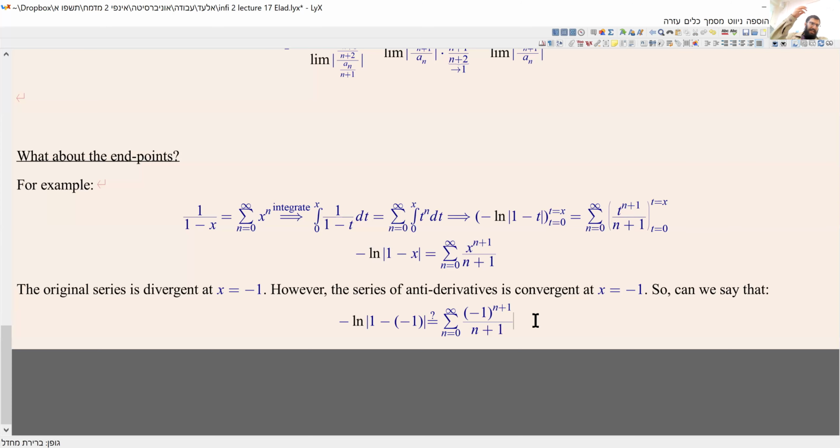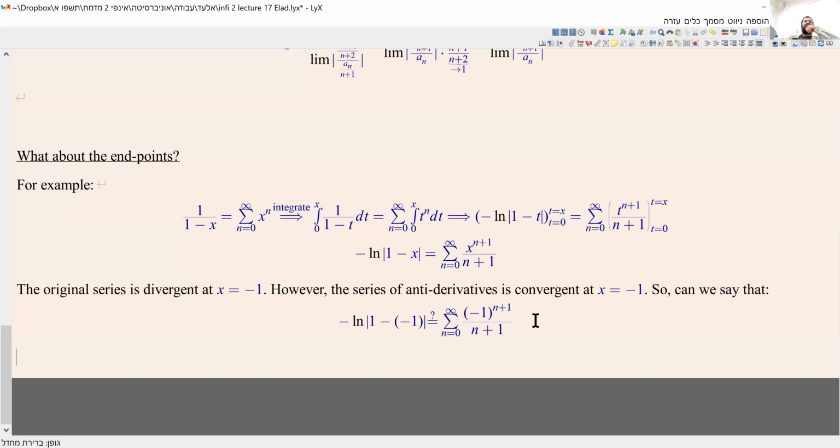But is there any example where integration element by element gives us a new series that is divergent at some endpoint, while the original series was convergent at the endpoint? Yeah, and this endpoint. So these are two questions, and I want to answer them both.